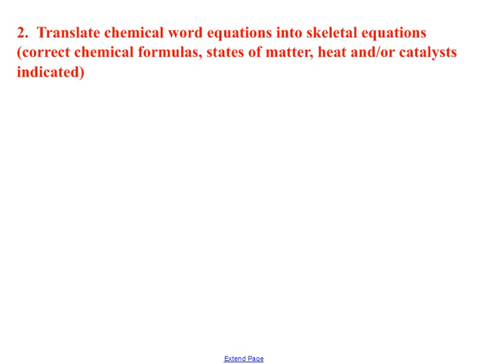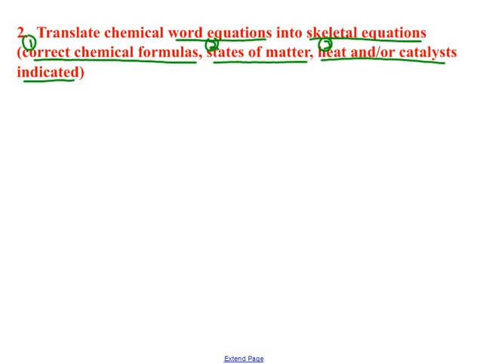All right, we're going to go back to objective number 2, which says we are going to translate chemical word equations into skeletal equations. All right, so a couple things to define. A word equation is essentially a descriptive story of what's happening in the chemical reaction. And a skeletal equation is when you have correct chemical formulas, when you have correct states of matter, and when the heat and or catalysts are indicated. Okay, so that's what it means to write a skeletal equation.